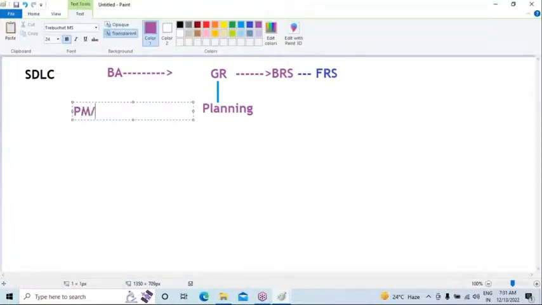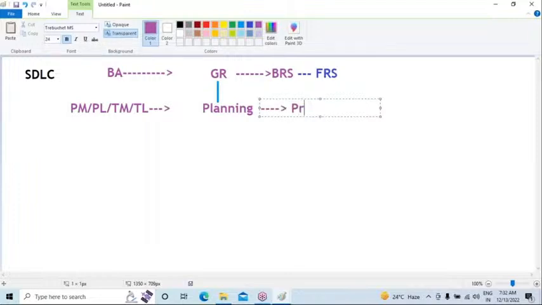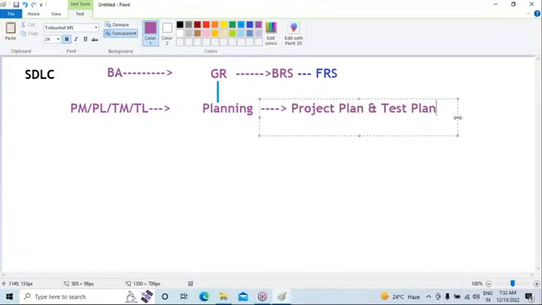Coming to this planning, the project manager, the project leads, the team manager, the team leads are going to be involved. So what are the roles and responsibilities related to this? They will prepare the project plan and the test plan. What is meant by project plan? We already discussed it. In order to develop the project, how many resources do we require? What is the cost? What is the duration? What environment is required? When will we start this project? When will we complete it? Like that, they need to discuss this.